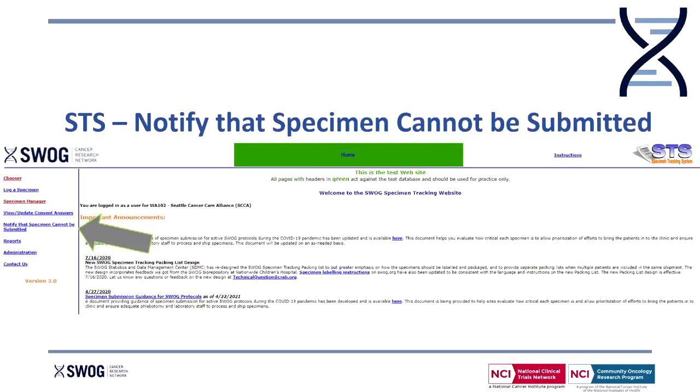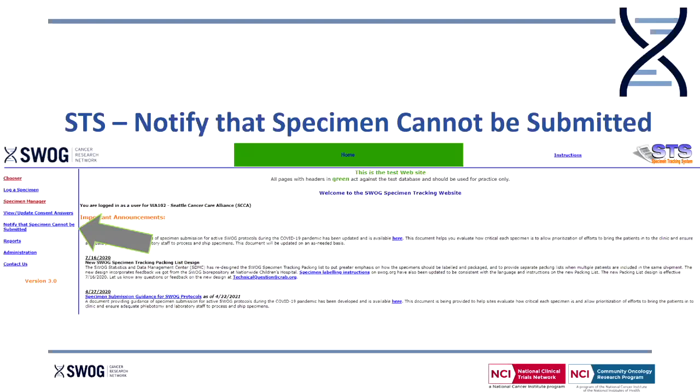It's important to note that if you see specimen expectations that you don't think should be there, say there are some cycle two specimens, but your patient never went on to cycle two, please contact the data coordinator to get this cleared up.